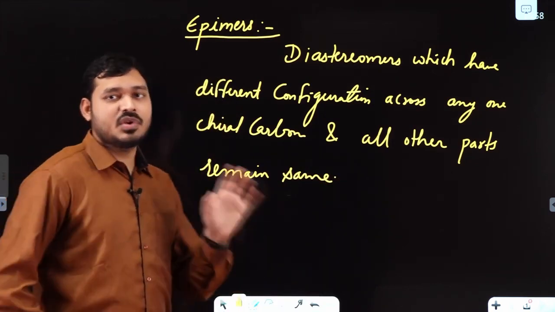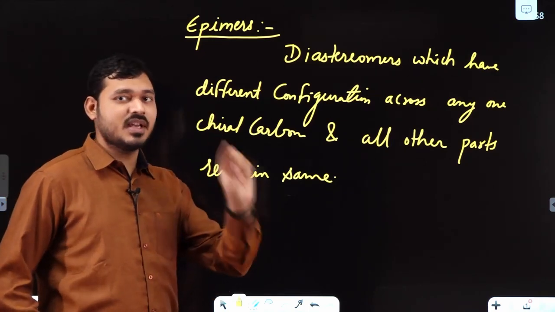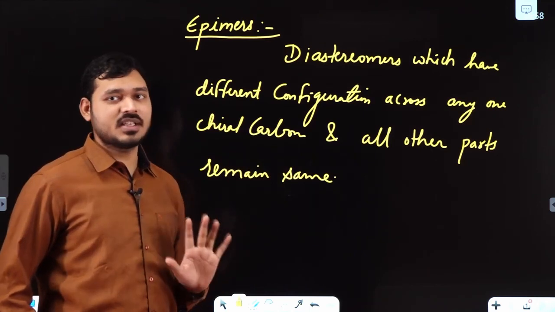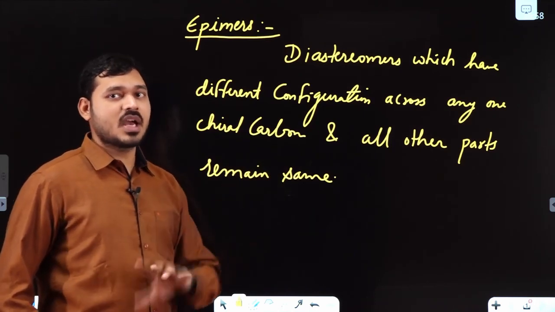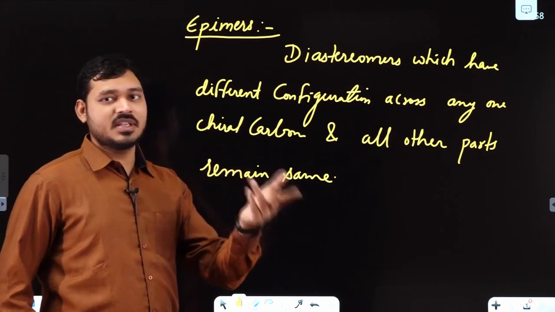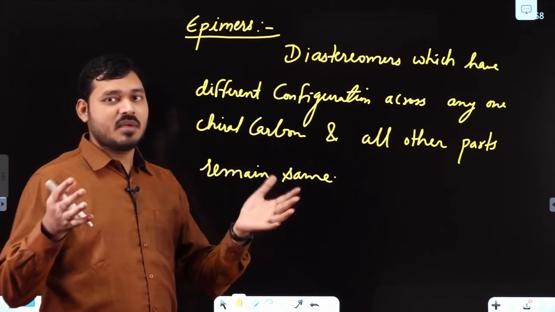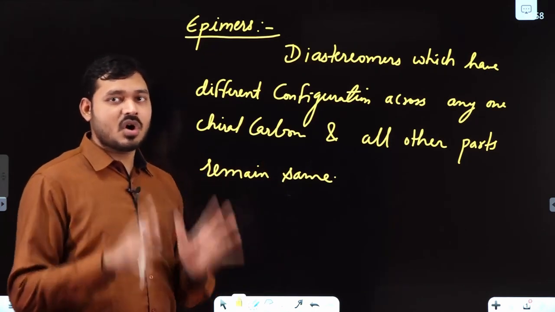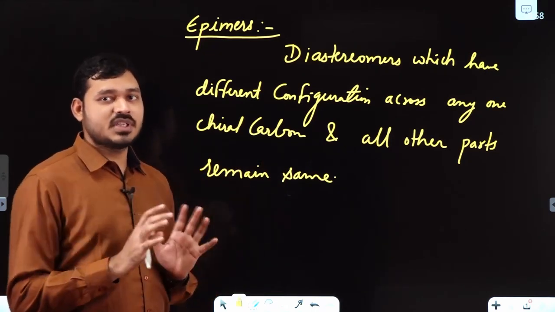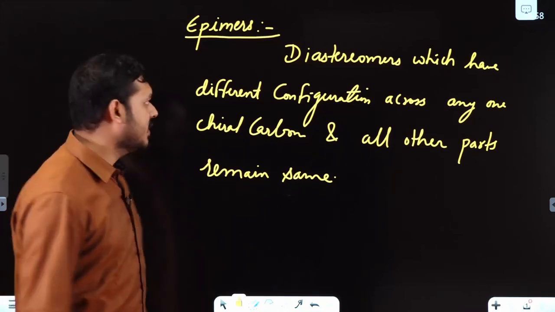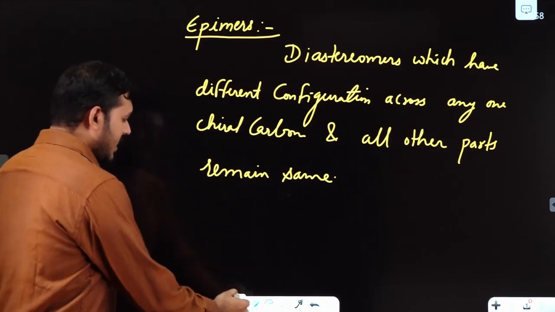Obviously, if in two compounds I say across only one chiral carbon, it definitely means there must be two or more chiral centers, and out of two or more chiral carbons, I am saying only the configuration across any one chiral carbon is different. So when you talk about mirror image relation, they won't bear any mirror image relationship. Also, they won't superimpose on each other. They are not superposable. So they must be diastereomers of each other. So let's see examples.